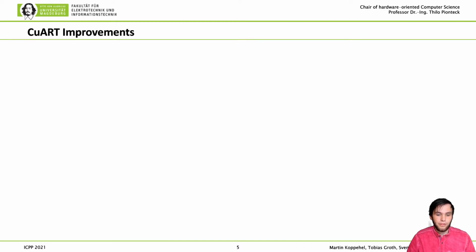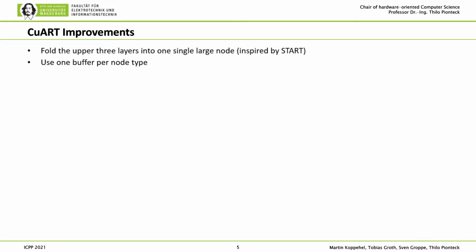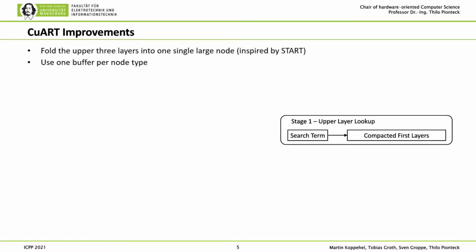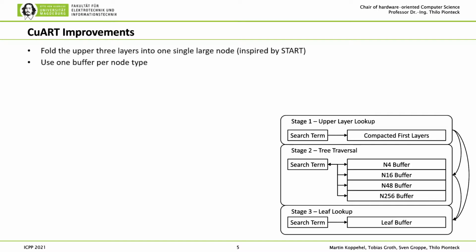So what improvements have we done to GRT? First, we folded the upper 3 layers into a singular large node, as inspired by the START paper. Then, we use 1 buffer per node type, in contrast to 1 buffer for the whole tree in GRT. And to run a complete query, we start at the compact first layers, then we traverse the 4 node buffers, and afterwards we go to the leaf buffer, and if we exit the leaf buffer, then we either have found our object or not found the key we searched for.